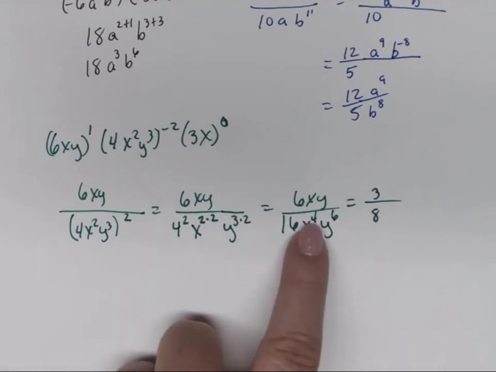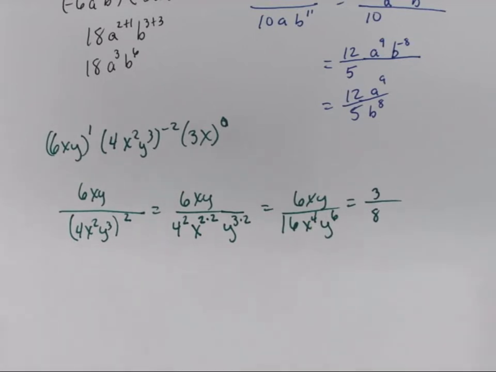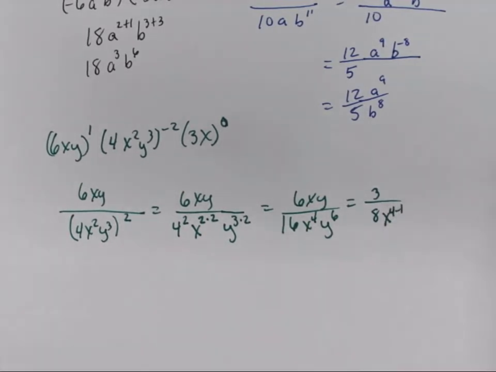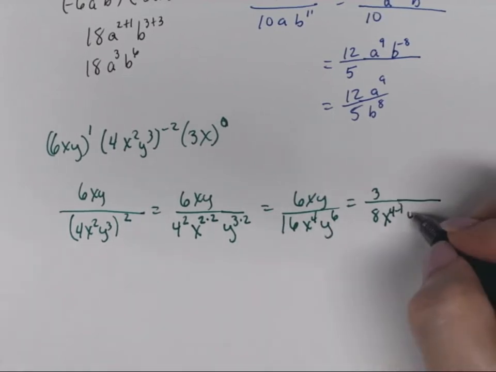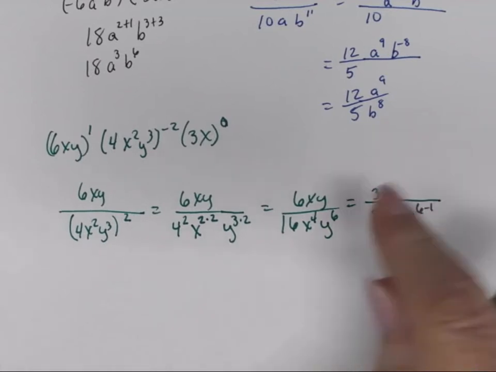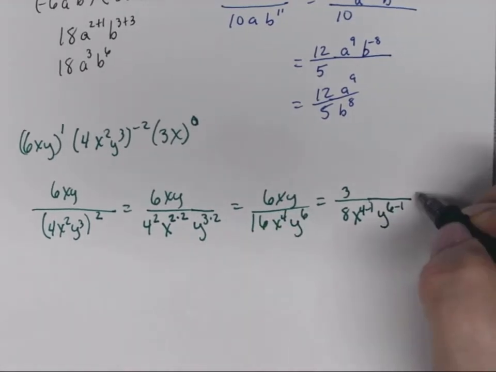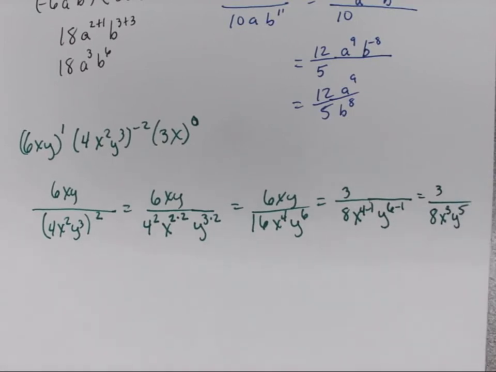Now, we have more x's on the bottom than we do on the top, so that's going to again become subtraction, but this will be x to the 4 minus 1. Again, there's more y on the bottom, so this will become y to the 6 minus 1, because there's one x and one y there. So this will become 3 over 8, x to the 3rd, and y to the 5th. And that would be your final answer.